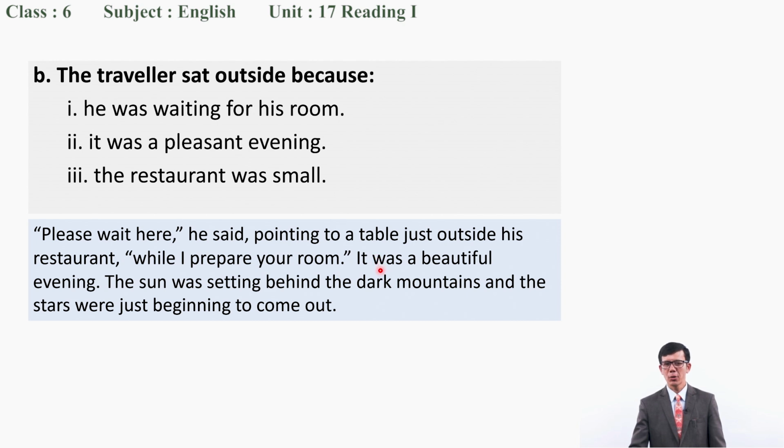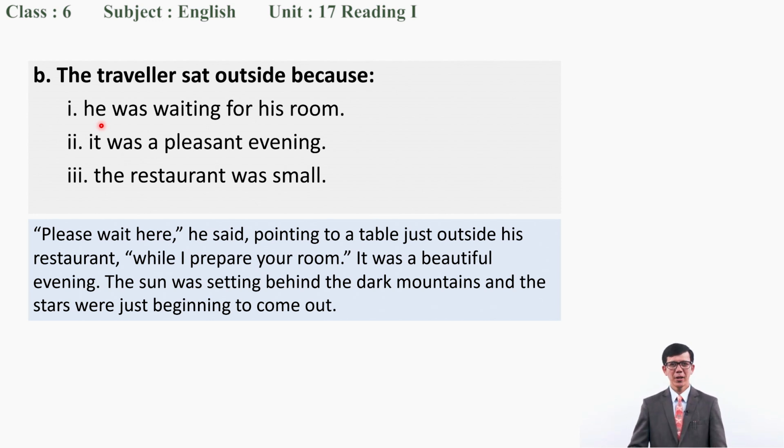Yes, look, it was a beautiful evening. The sun was setting behind the dark mountains and the stars were just beginning to come out. The time was perfect, it was pleasing, the evening time. But the question is, the traveler sat outside because, what was he waiting for? Was he waiting for a beautiful evening, or the hotel was small, or was he waiting for his room to get ready?